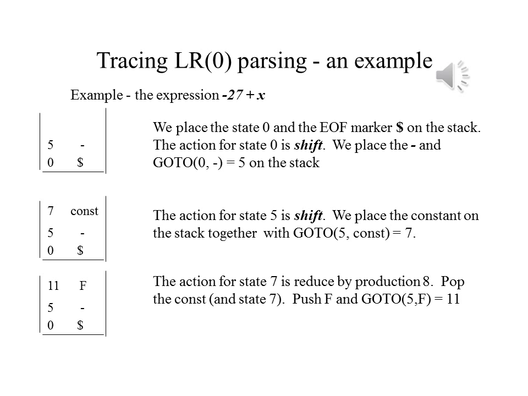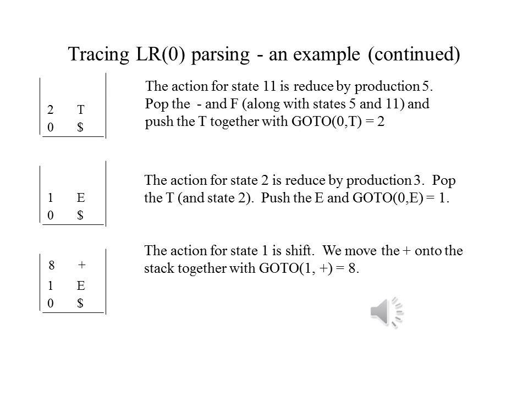The action for state 7 is reduce by production 8, which is factor derives constant. We pop the constant and state 7 off the stack, replacing it with state 11, which is what we get for goTo of state 7 and factor. The action for state 11 is reduce by production 5. We pop both the F and the minus, and we replace it with T.